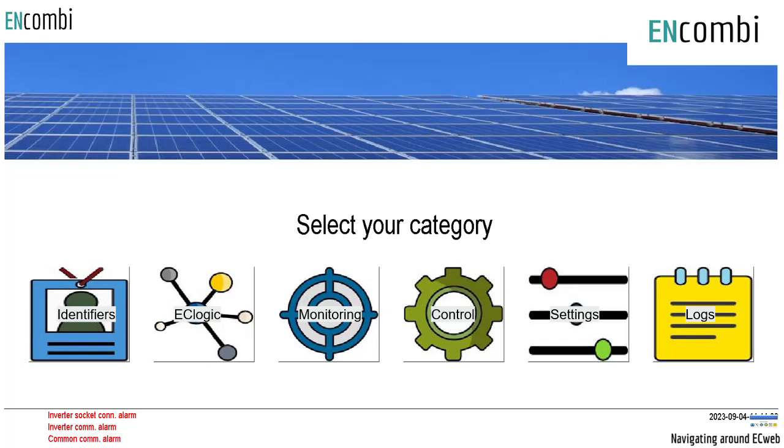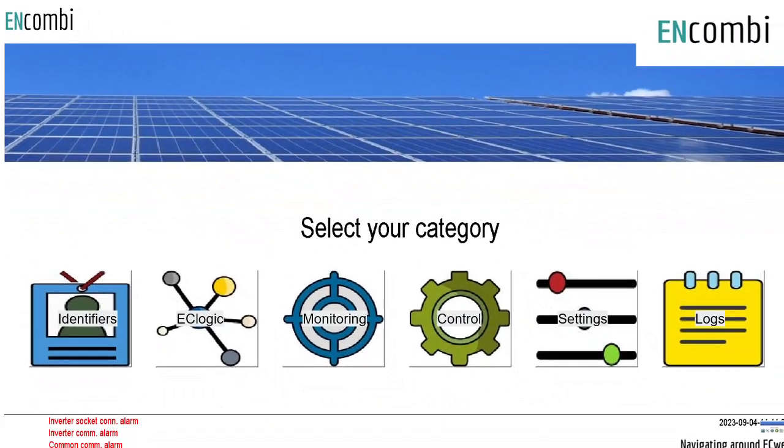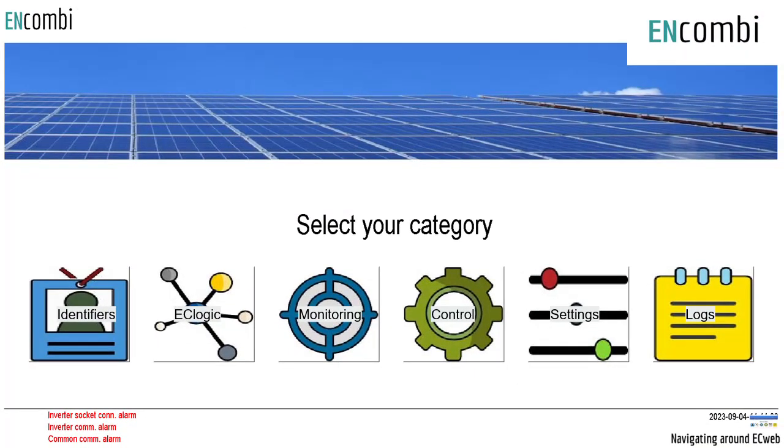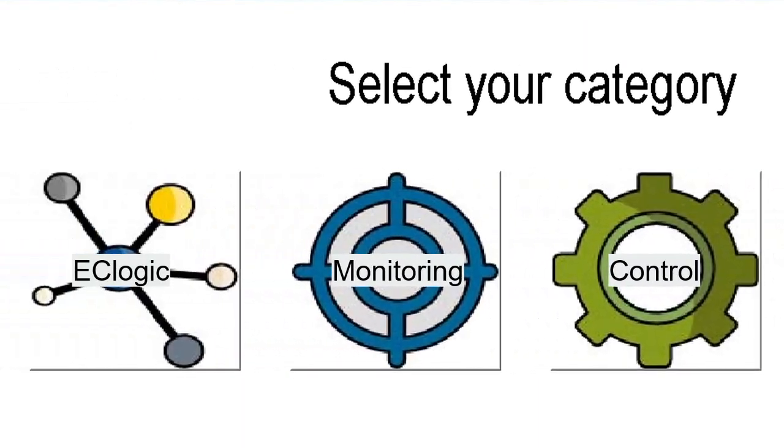You will access this main ECweb page during your login to the ECweb controller. There you have the main home button, which is represented by the ECweb logo. When you click this tab, you can always navigate to the main front page of the ECweb. Then you have the 6 subcategories of selections.